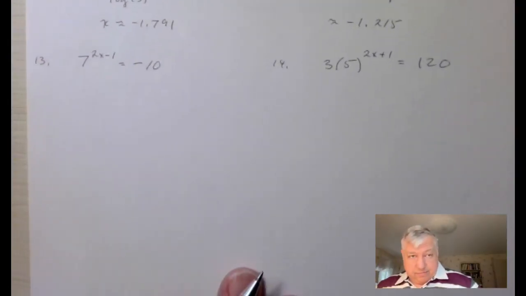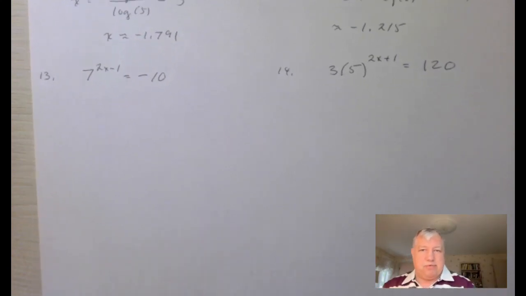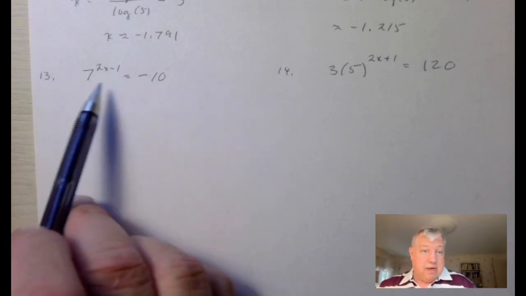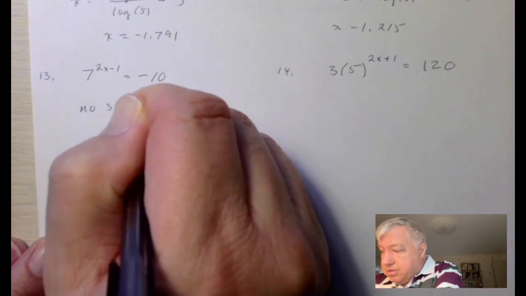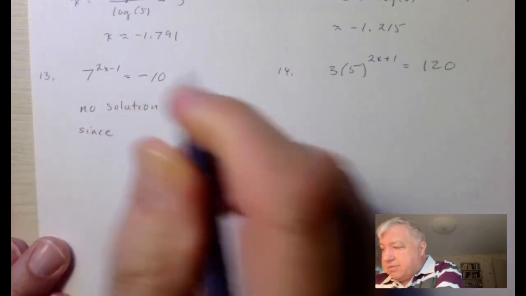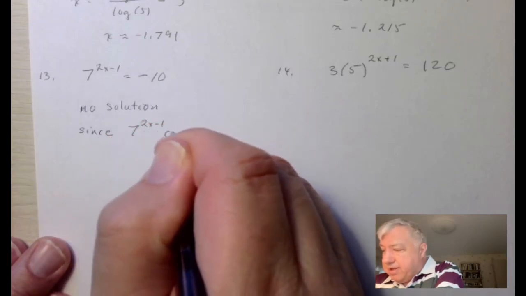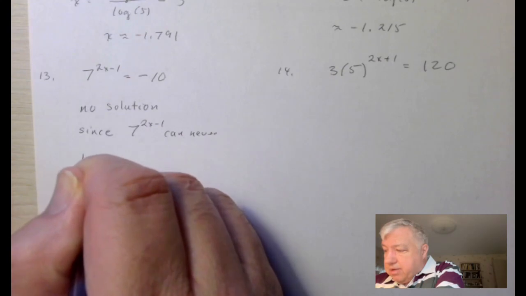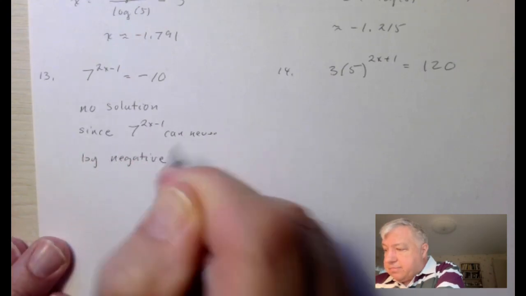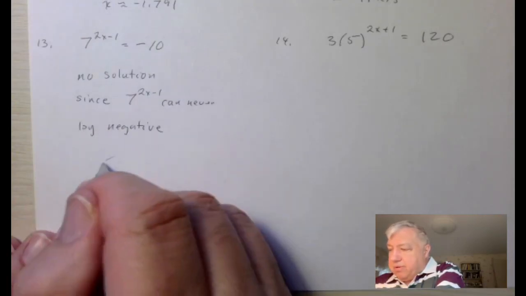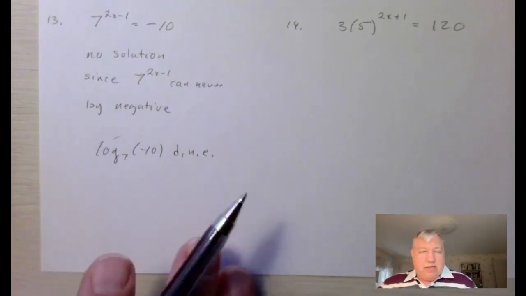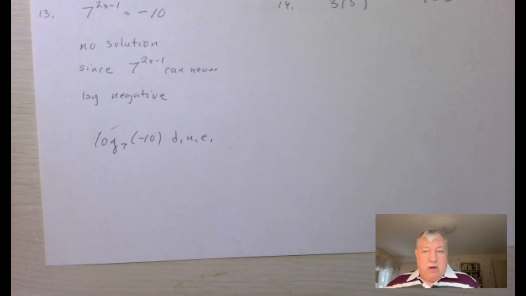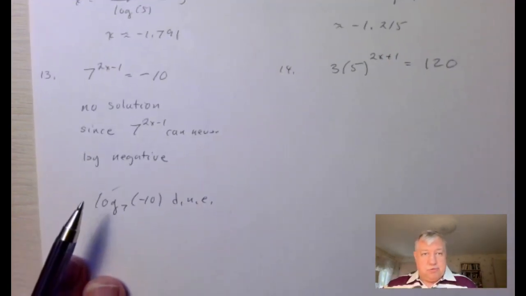Number 13. Hopefully you can see that this is kind of a dirty trick. It does not have a solution, because 7 raised to anything cannot be negative. 7 raised to any number always has to be positive. So there is no solution, since 7 to the 2x minus 1 can never be negative. In particular, log base 7 of negative 10 does not exist. And if you tried to take a common log of negative 10 on your calculator, it would give you an error message. So there's no solution here.